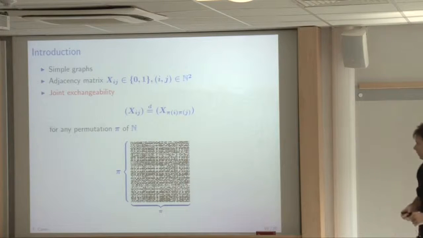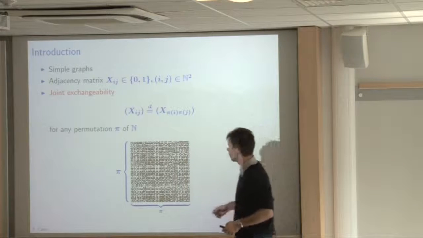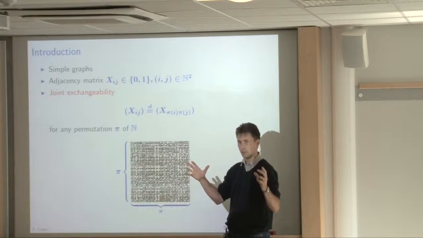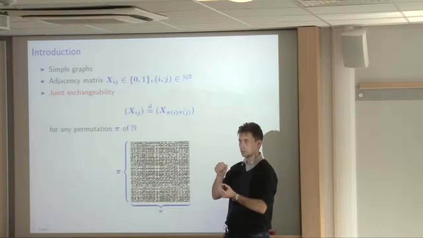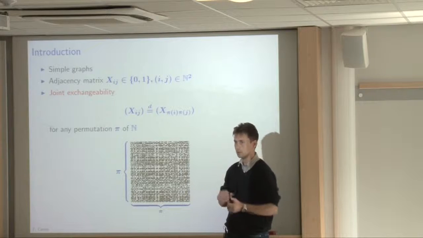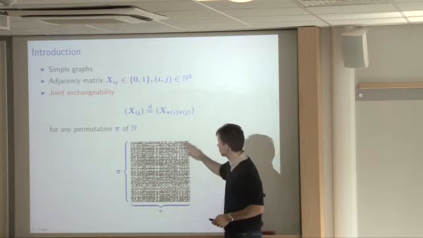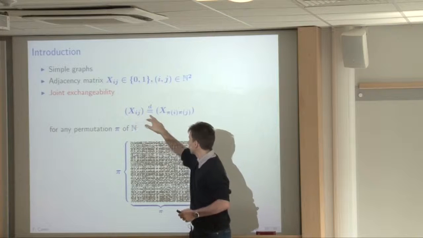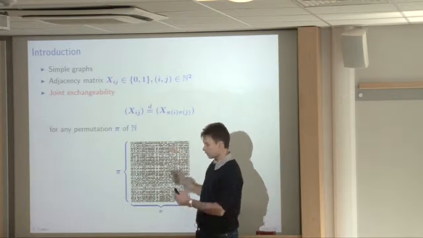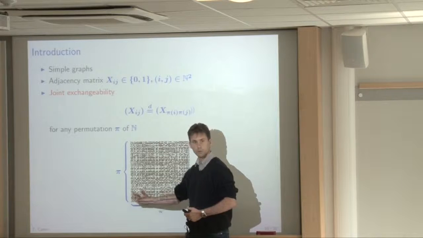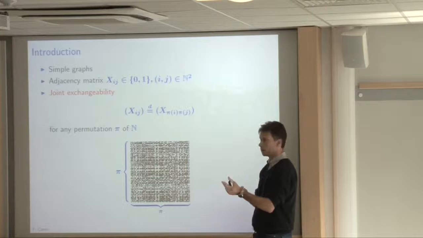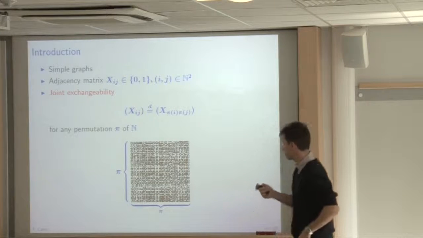A reasonable assumption which is made is an assumption of joint exchangeability. Intuitively, it just means that when you define your statistical model, the way you order the nodes does not have any importance. Mathematically, what you assume is that the distribution of this infinite matrix Xij is invariant under joint permutation of the rows and the columns. So if you apply any permutation of the nodes, you obtain the same distribution.